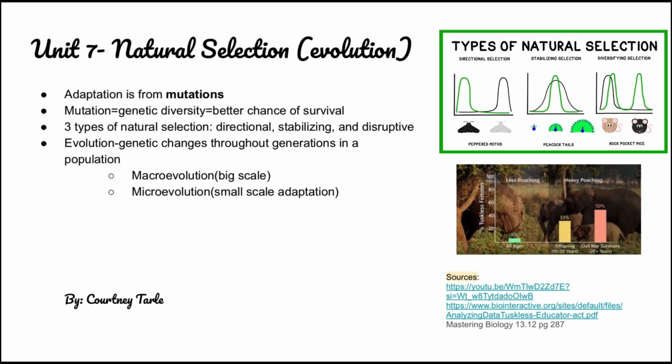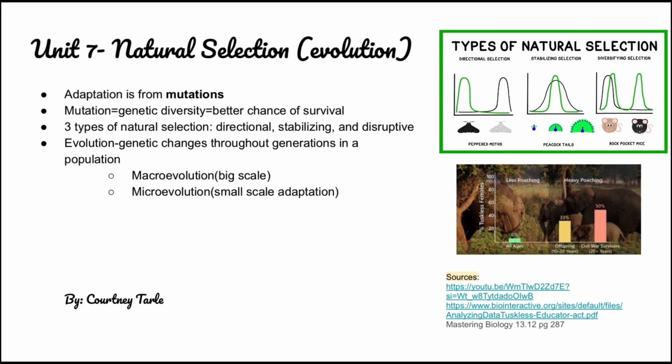Natural selection occurs when traits that improve survival are passed on through generations. Adaptations begin from mutations, which create genetic diversity and increase survival chances. Illegal poaching has caused directional selection in elephants because poachers target elephants with tusks for ivory. As a result, elephants with smaller tusks or no tusks are more likely to survive and reproduce. This is an example of microevolution, or small genetic changes within a population over time.